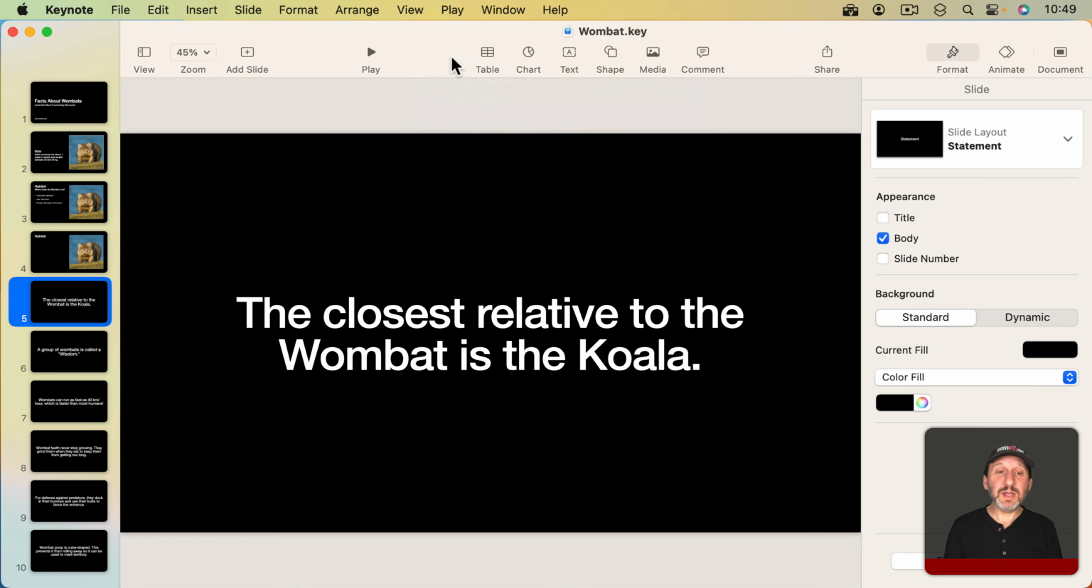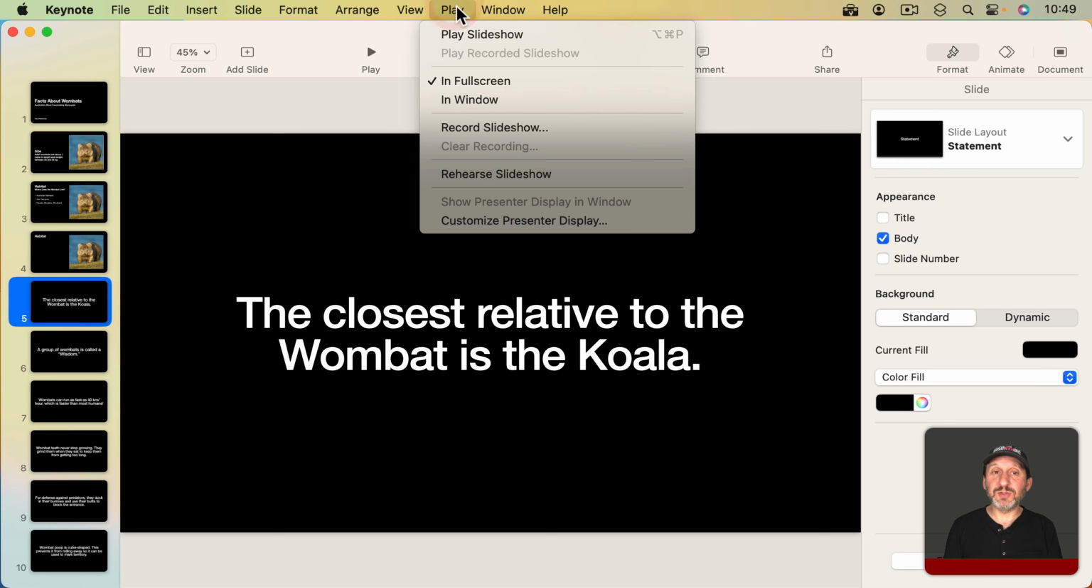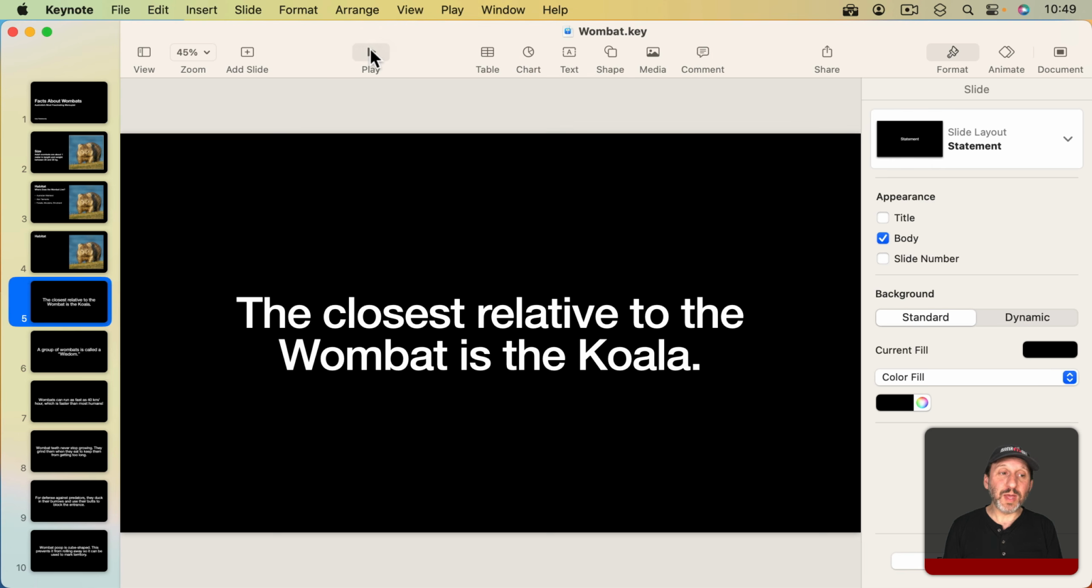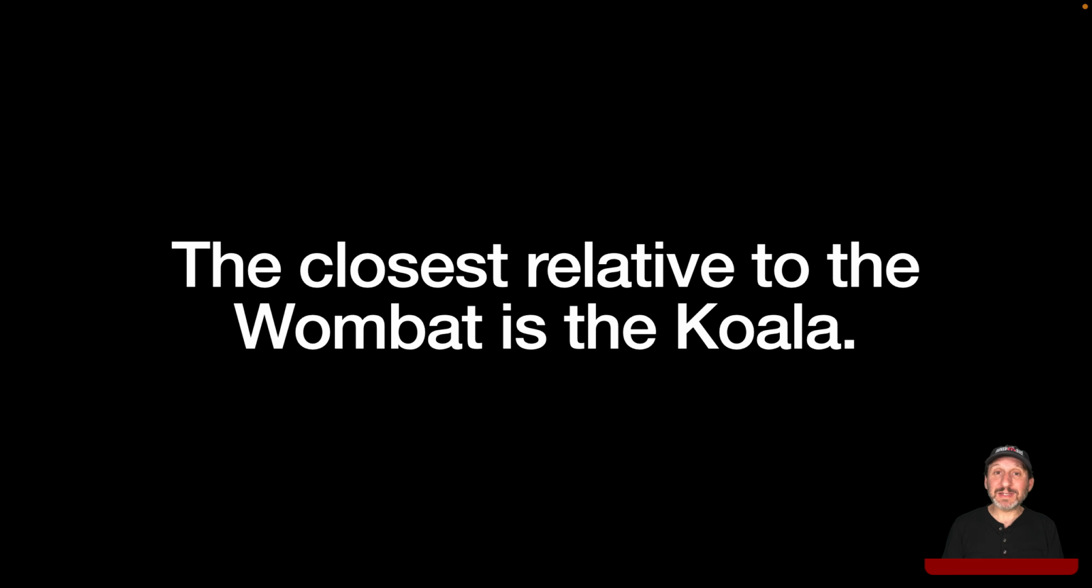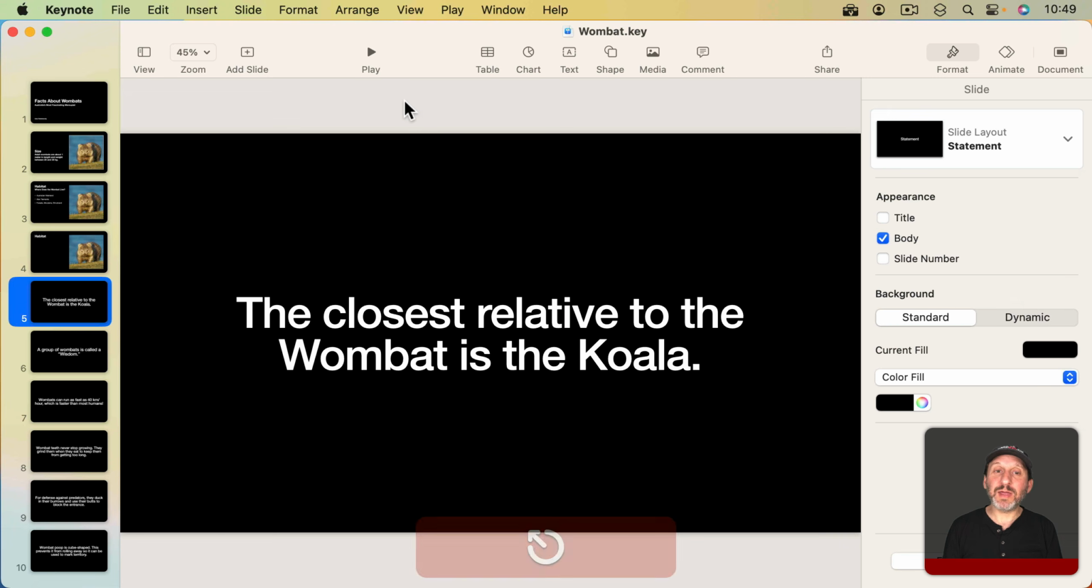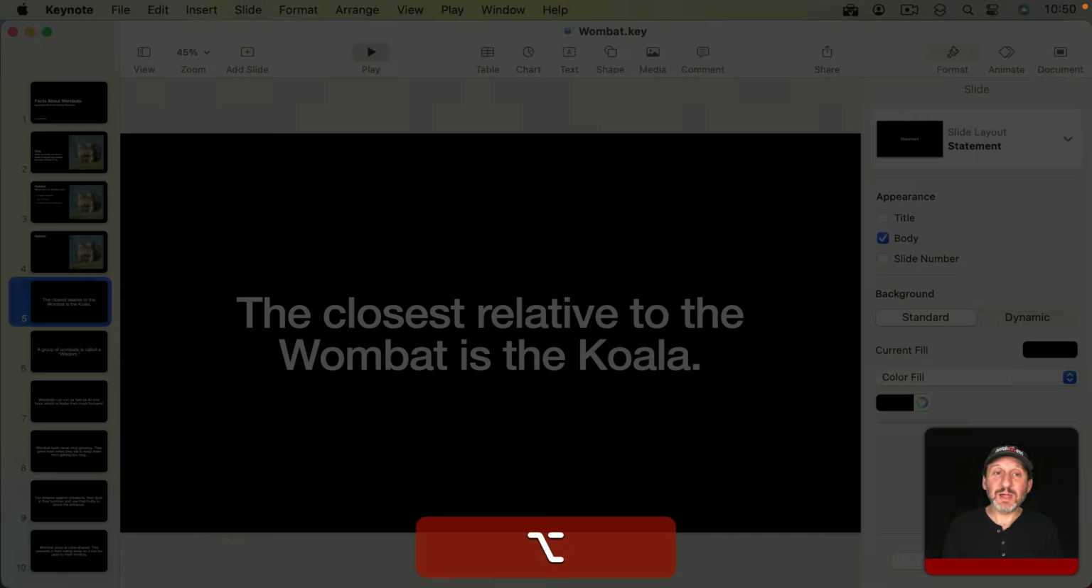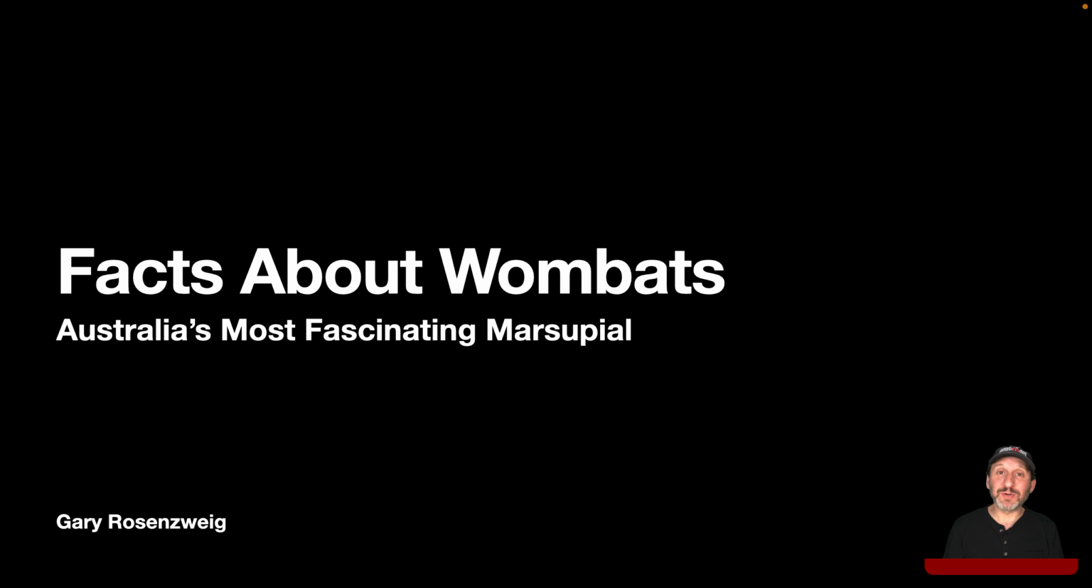Now in Keynote, when you play a slideshow, like using Play Slideshow, or the play button, it will start playing at the slide you're currently at. But a trick to know is that if you hold the Option key down and click the play button, it will actually start at the first slide.